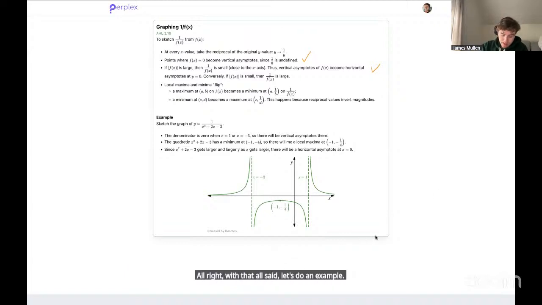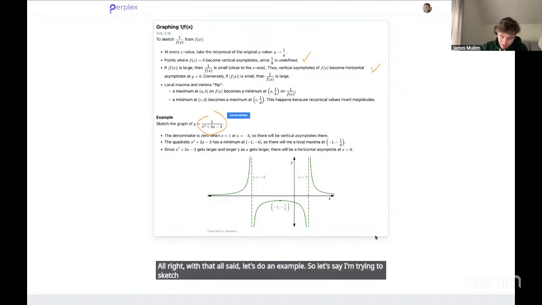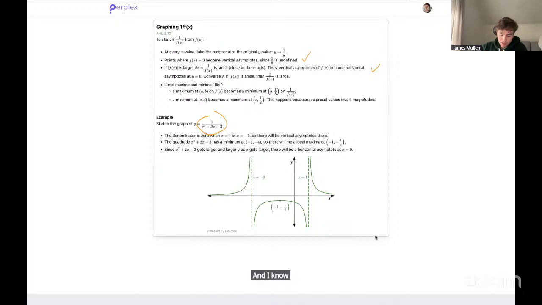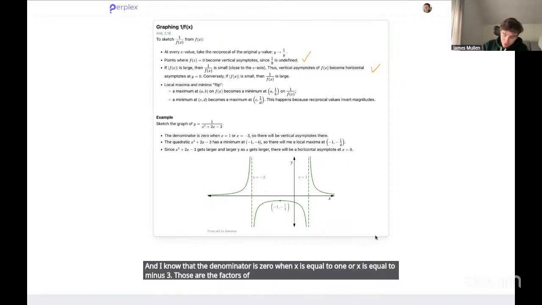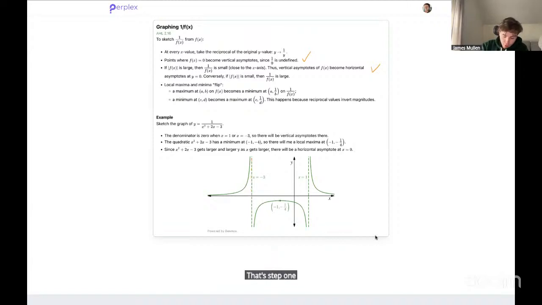So let's say I'm trying to sketch the graph of 1 divided by x squared plus 2x minus 3. All right, and I know that the denominator is 0 when x is equal to 1 or x is equal to minus 3. Those are the factors of that quadratic. So I'm going to have vertical asymptotes at x equals minus 3 and x equals 1. That's step 1.